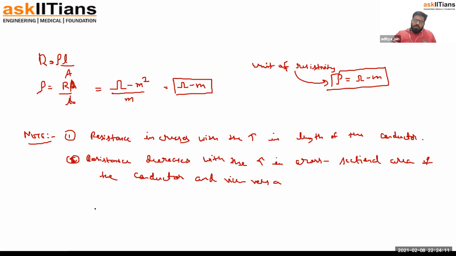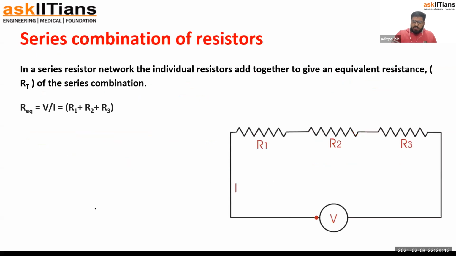Okay, so now we are moving on to the next section, which is known as combination of resistors. Because this is an electric circuit, in a circuit numerous resistors can be present.